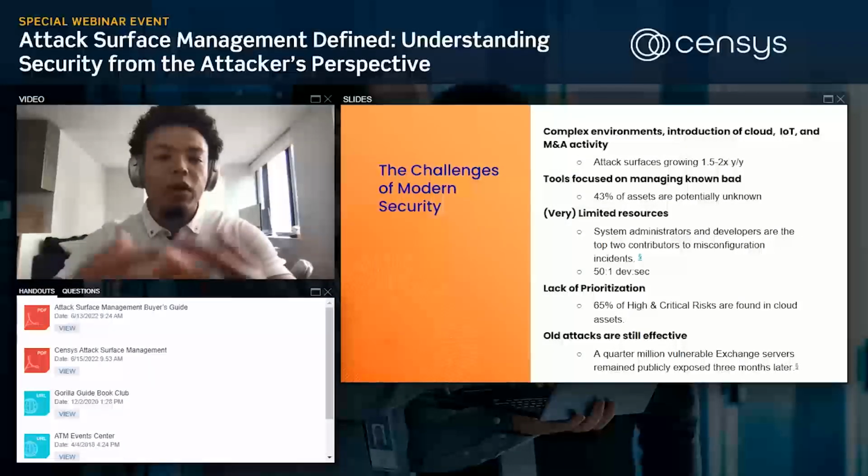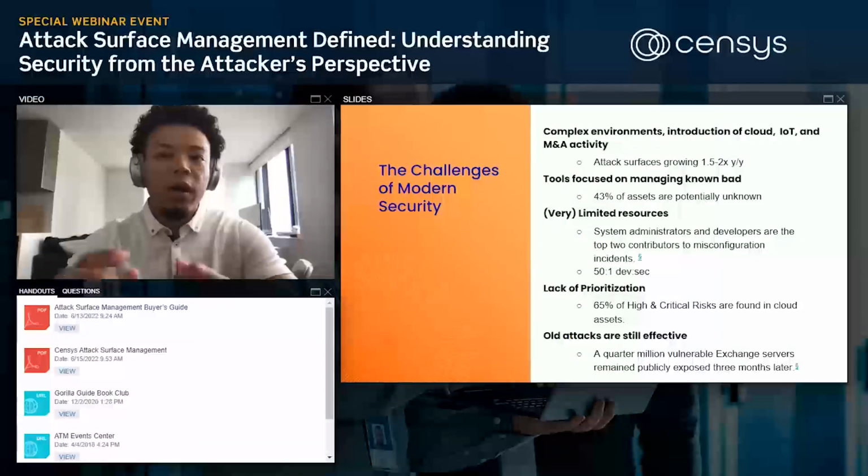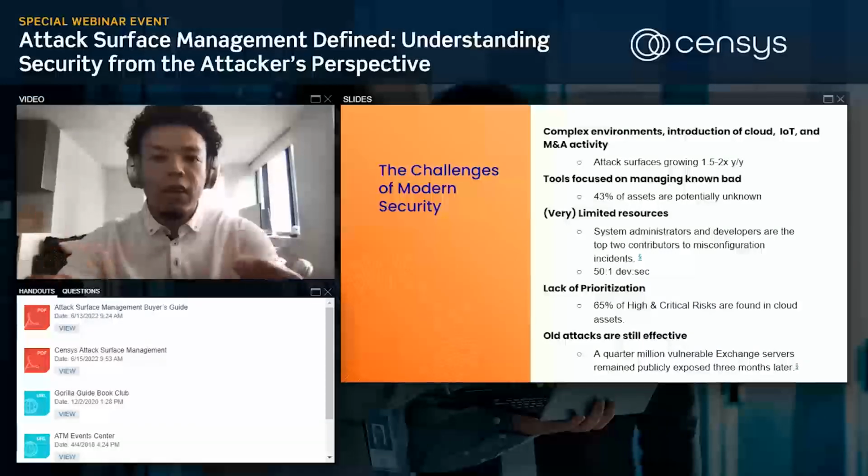So we think about it: the attack surface is growing rapidly, and almost half of your attack surface is unknown. You can start to think of how susceptible you are to breaches, to incidents, to vulnerabilities that you may just not know exist, right?